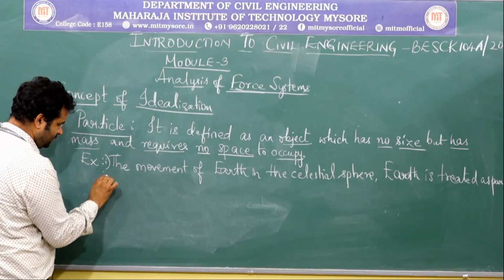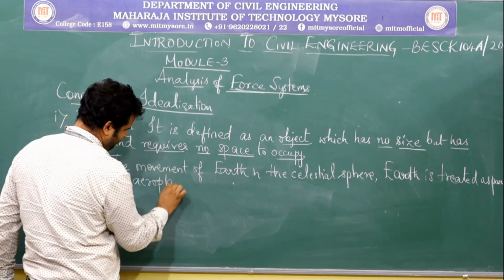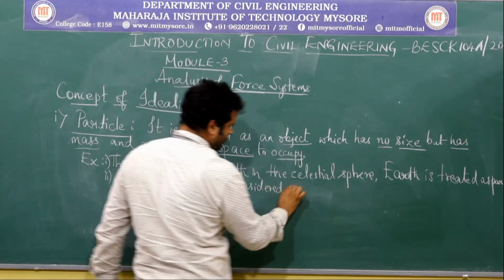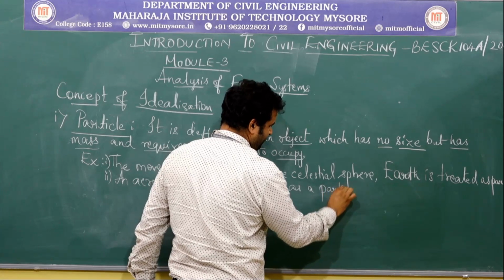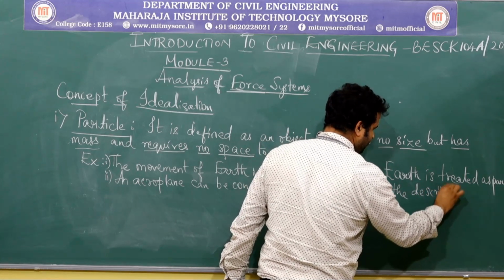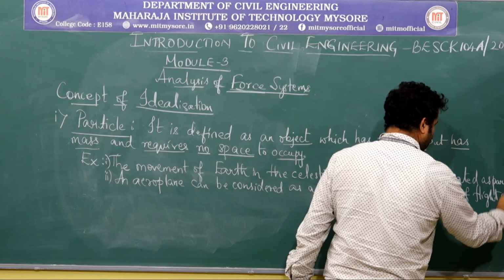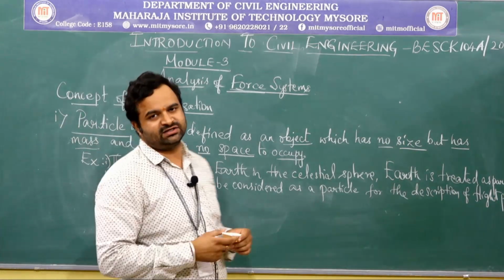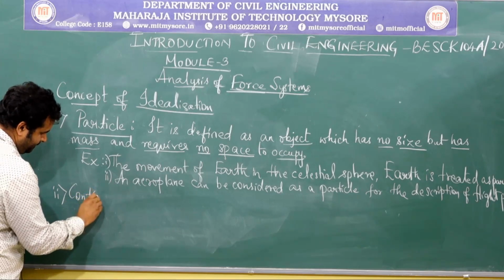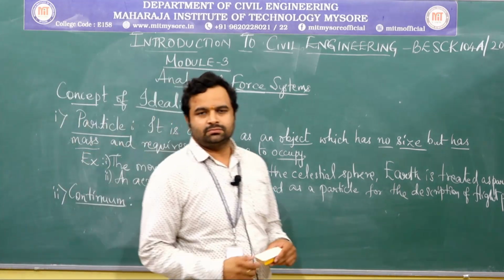If I give you one more example, an aeroplane can be considered as a particle for the description of flight path. So, what about this second idealization? Very much important, that is continuum. Continuum. So, what do you mean by this?